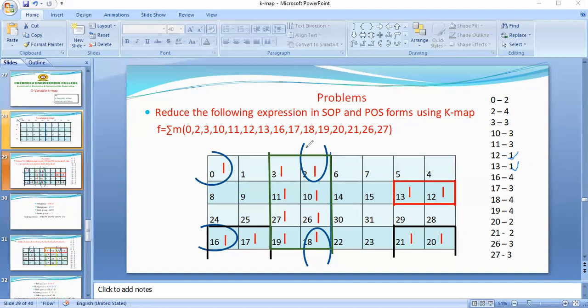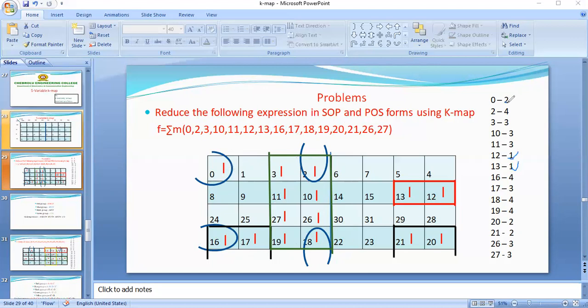So see here, it seems to be a 4 variable K-map. In a 4 variable K-map, corners are also adjacent. So we can group these 4 corners, which means we can group 0, 2, 18 and 16. This blue color forms a quad. So in this grouping, what are the minterms involved in this group? 0, 2, 16 and 18.